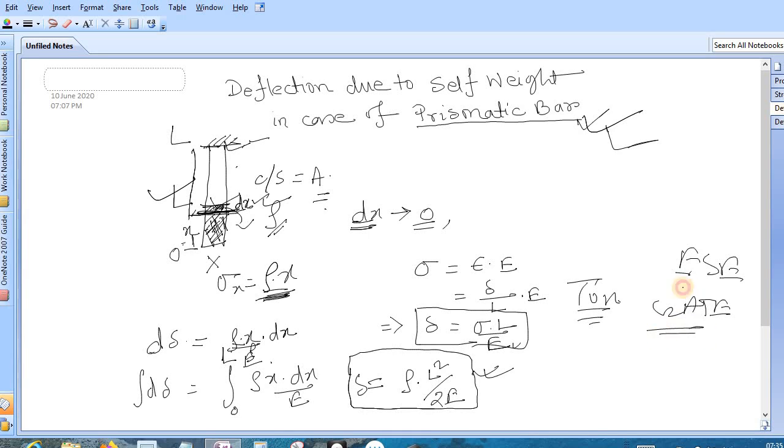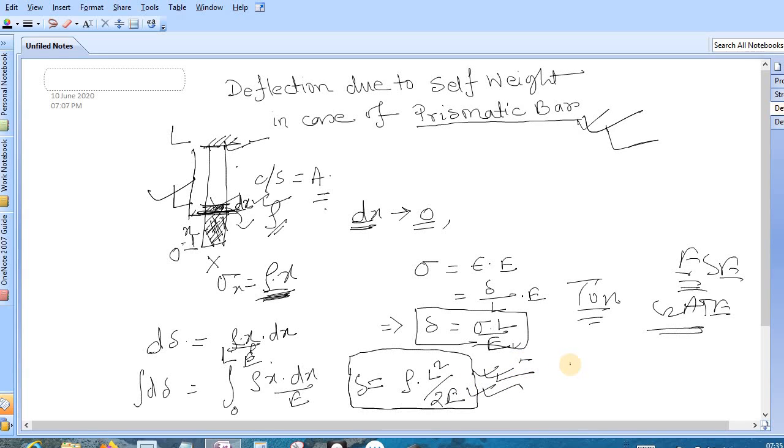From this formula, many questions may come in your ESE or GATE. You can check previous questions, where these formulas have been asked directly. What is the deflection in case of a prismatic bar due to its self weight? Simply this formula has been given in the options.